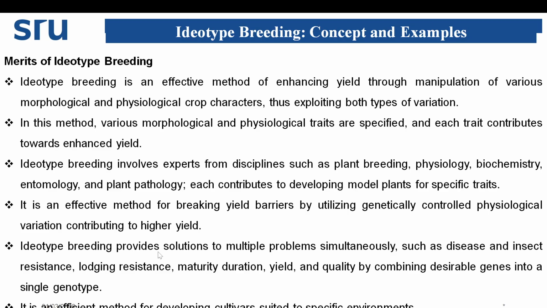This ideotype breeding provides solutions to multiple problems simultaneously, such as resistance to biotic and abiotic stresses, lodging resistance, maturity duration, yield and quality, where you can combine the desirable genes into one single genotype. This ideotype breeding is an efficient method for development of cultivars suited to specific environments.